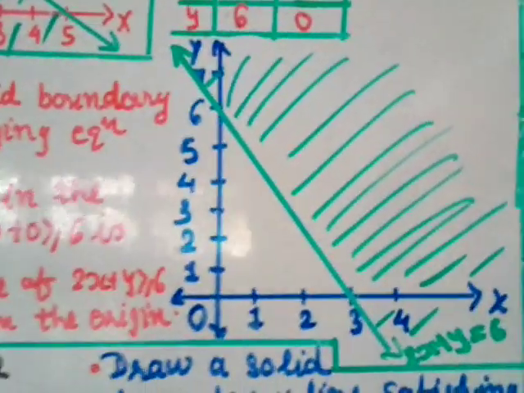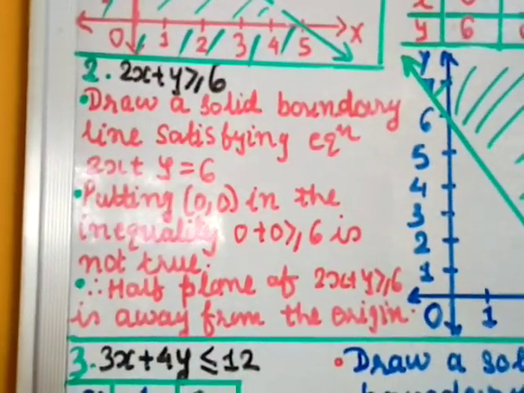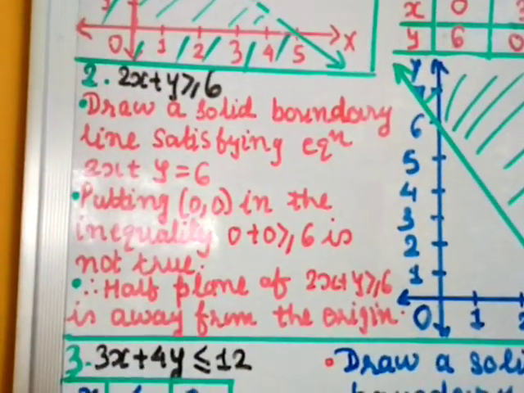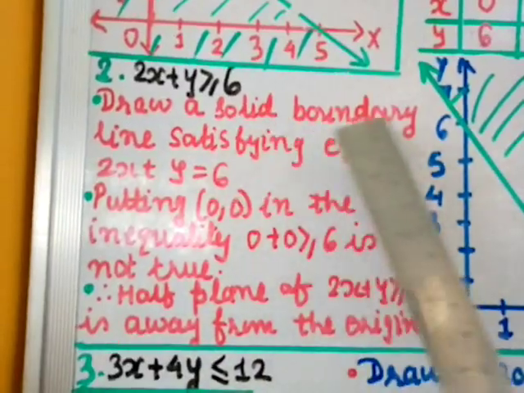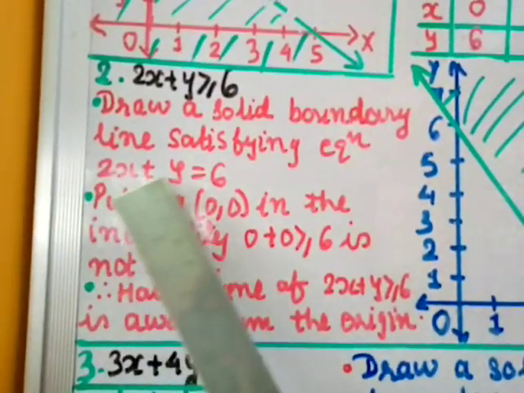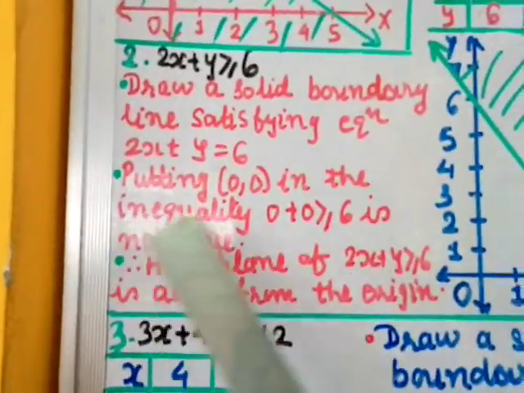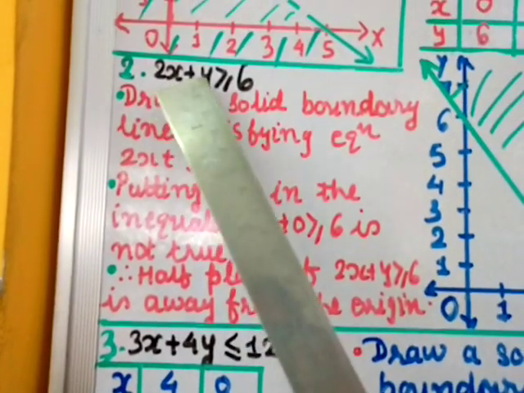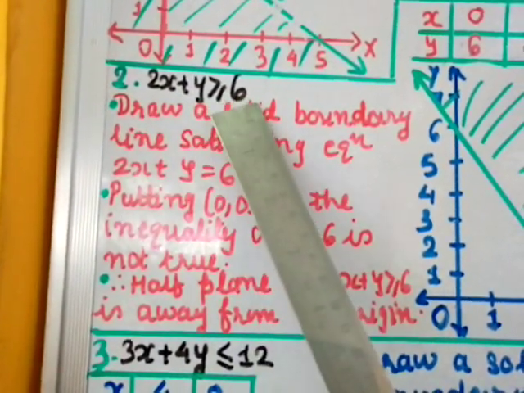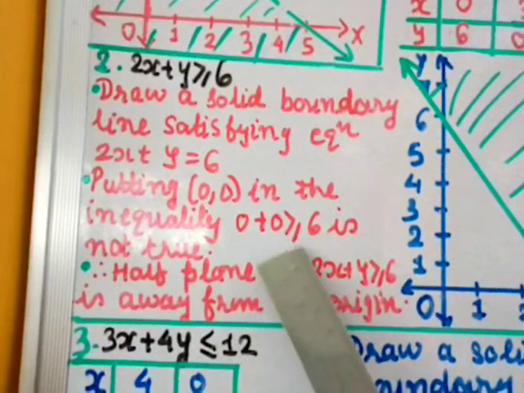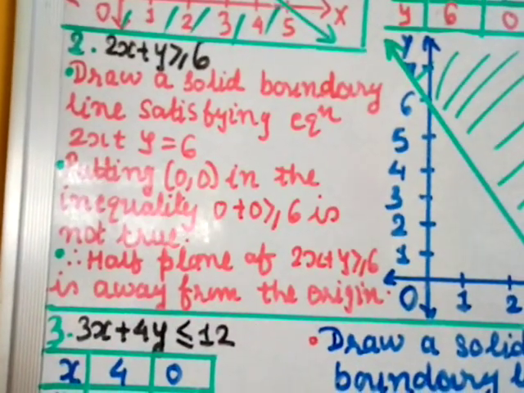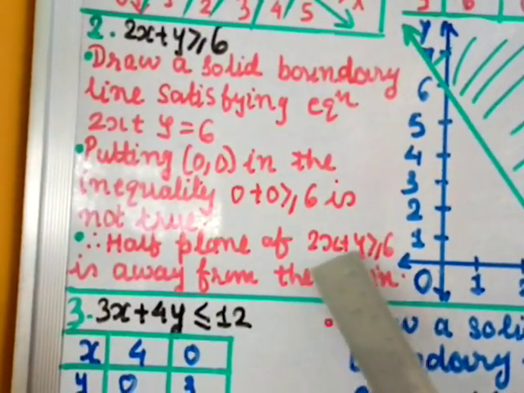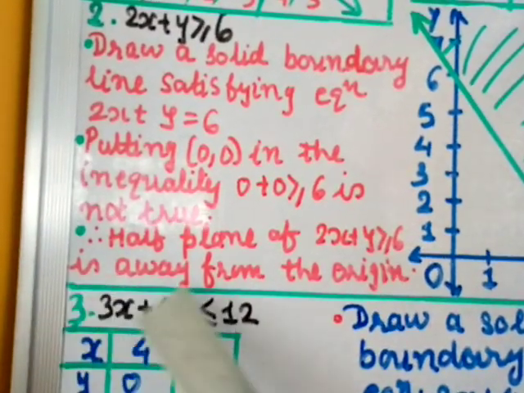Now we have to find the solution region. For this you have to take the point 0, 0 and place it here and check whether the inequality is true or not. Draw a solid boundary line satisfying the equation 2x plus y equal to 6. So I have drawn this line by taking these points. Putting 0, 0 in the inequality, 2 into 0 plus 0 greater than or equal to 6, that is 0 greater than or equal to 6, which is not true, right? Because 0 cannot be greater than 6. Therefore, the half plane of 2x plus y greater than or equal to 6 is away from the origin.